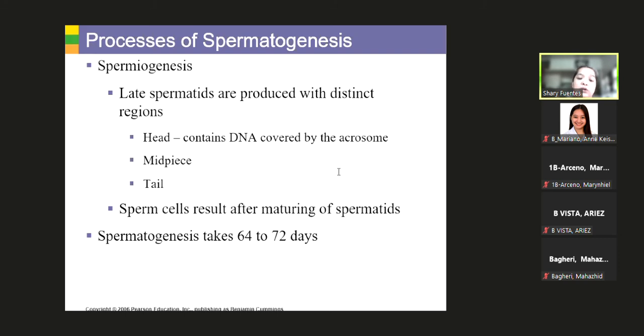So your sperm actually lacks endoplasmic reticulum, Golgi apparatus, and other intracellular stuff. What is important, they have the DNA, the nucleus and the mitochondria for them to still continue with their function. So your sperm cell actually results from maturing spermatids. Then how long would the process of spermatogenesis take? That's around 64 to 72 days.